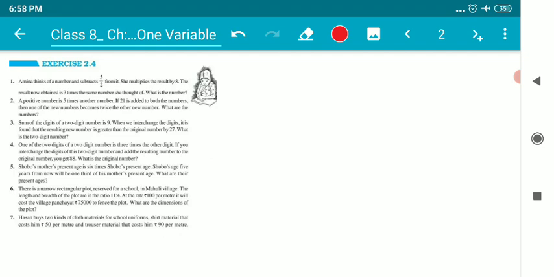the first question of exercise 2.4 is: Amina thinks of a number and subtracts 5 by 2 from it. She multiplies the result by 8. The result now obtained is 3 times the same number she thought of. What is that number? Amina is thinking about a number. So what is that number?